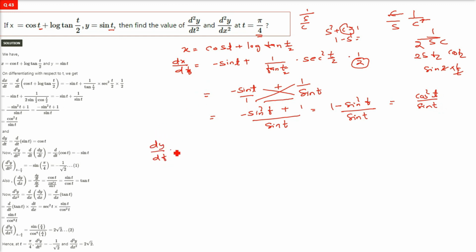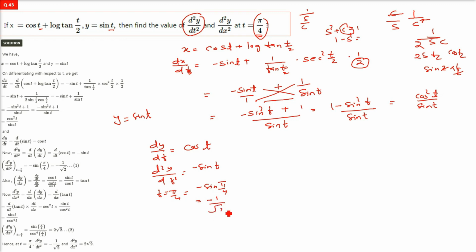Now we are doing dy by dt. So what is y? Sine t. So d by dt of sine t is simply cos t. But we have to find out d2y by dt2. So let us differentiate one more time. d2y by dt2, the derivative of cos t is minus sine t here. And we have to find it at pi by 4. So t equals pi by 4, it will be minus sine pi by 4. Sine 45 degree, cos 45 degree, both are 1 by root 2. So negative 1 by root 2. First thing we have found out.